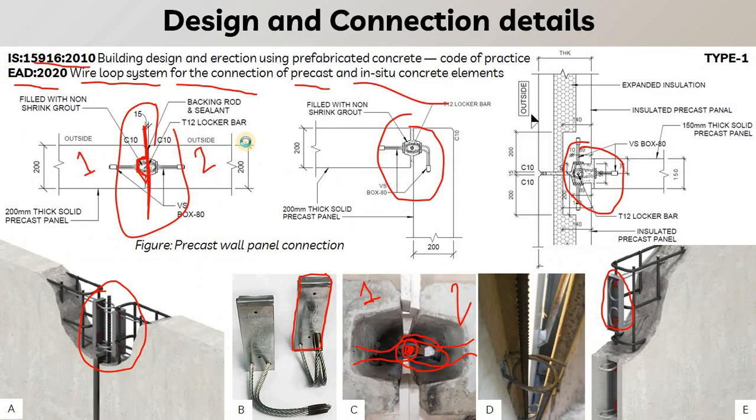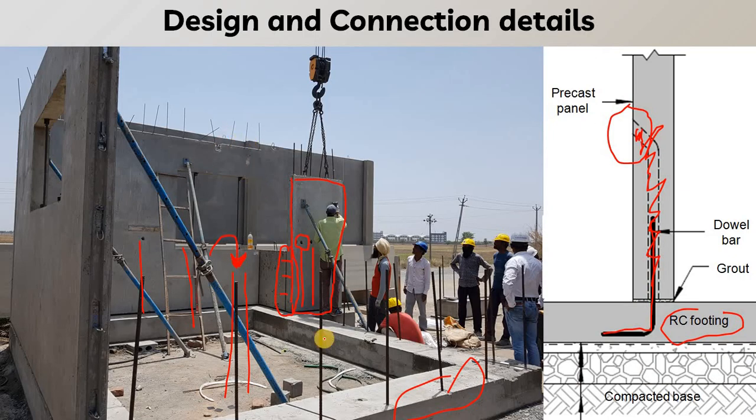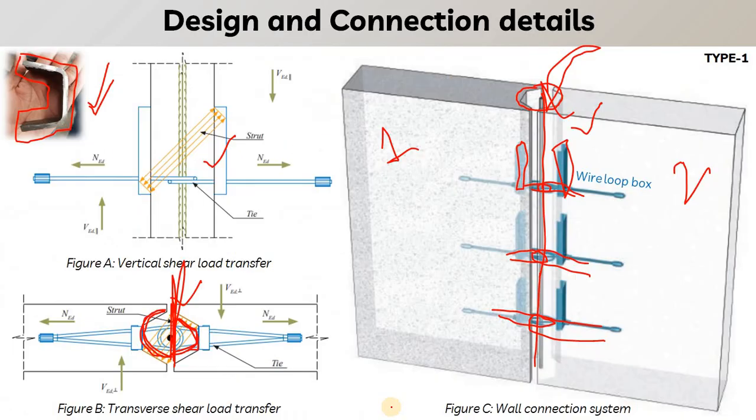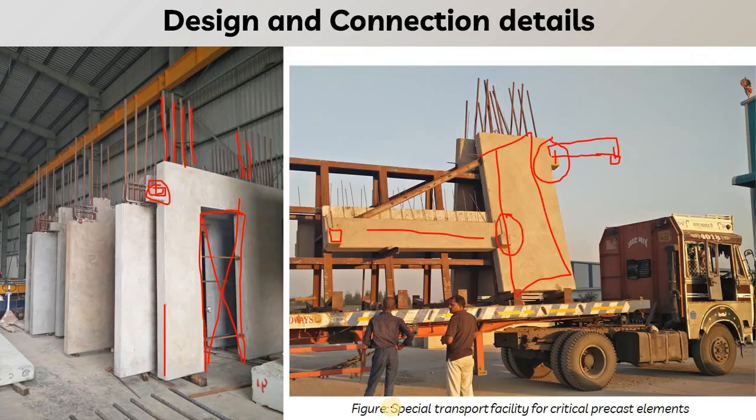So let us see that dowel bar. Here you can see in the case of this footing, these are our dowel bars, but in the case of a wall panel, we will have this as a dowel bar.